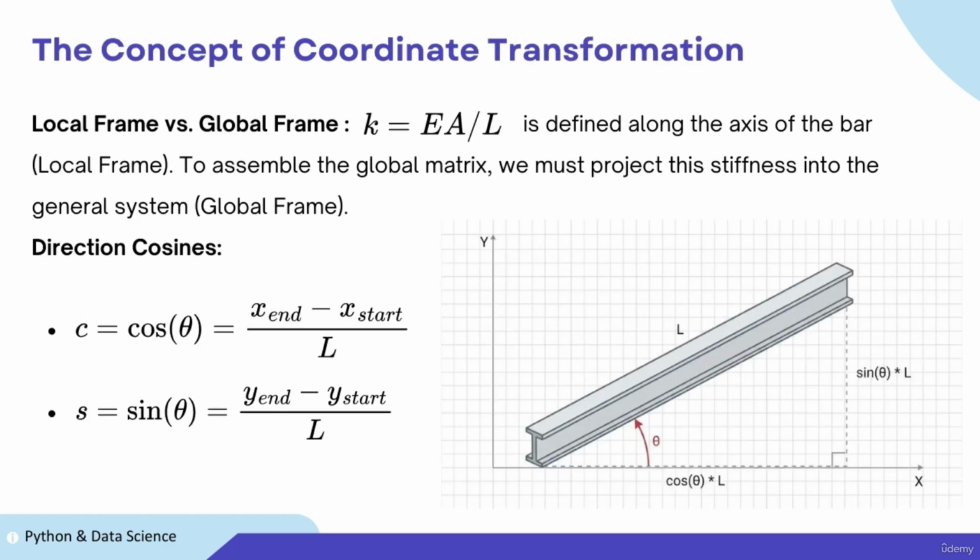To solve this, we need to understand frames of reference. Think about a single bar. Its stiffness, K equals EA divided by L, is defined along its own axis. We call this the local frame. But to connect all these angled bars together, we must project this stiffness into the general system, the global frame. To do this projection, we use direction cosines. We define C as cosine theta. This is the change in x divided by the length L. And we define S as sine theta. This is the change in y divided by the length L.